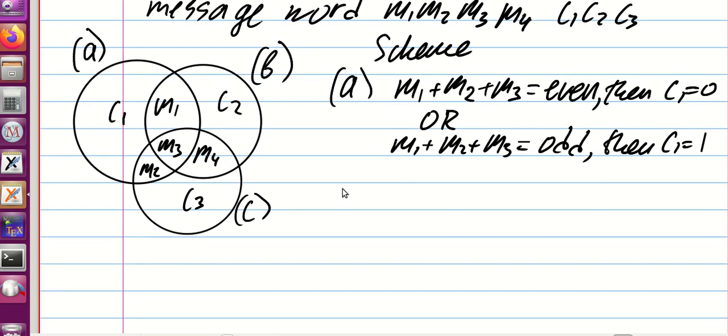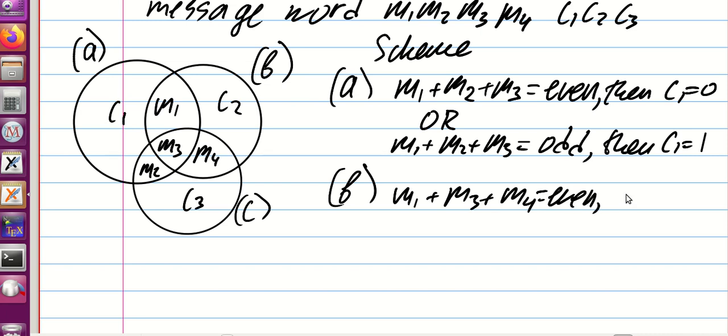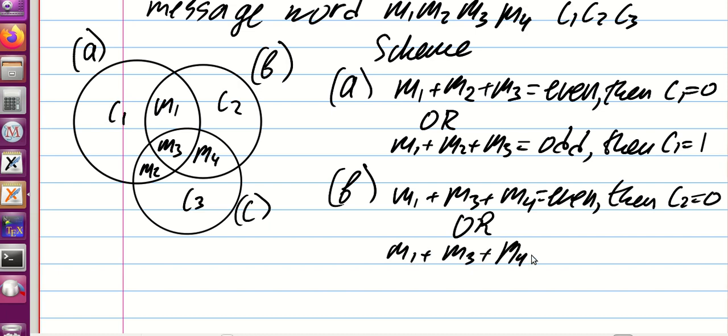And the same is true for the circle B. In circle B, we have M1 plus M3 plus M4. And if it comes out to be even, then C2 has to be 0. Or M1 plus M3 plus M4 might come out to be odd. Then C2 has to be equal to 1.